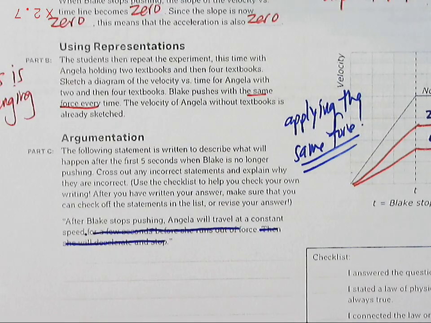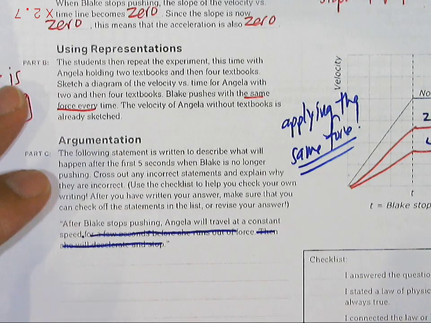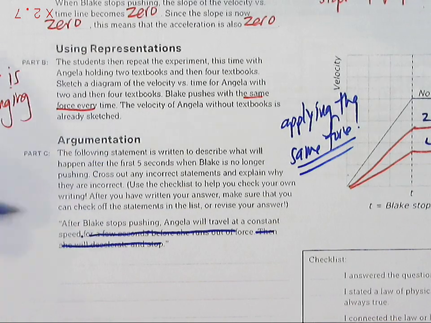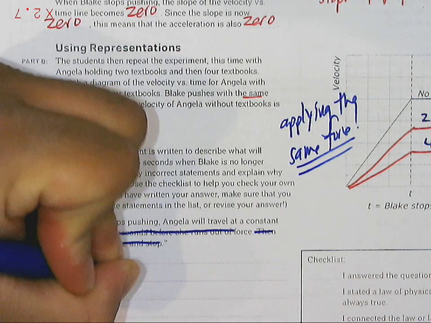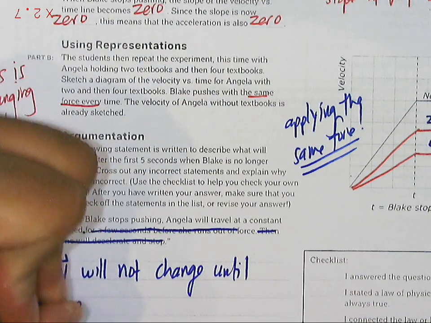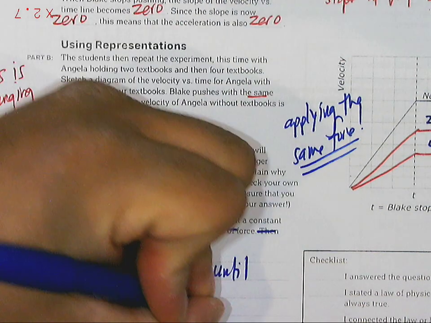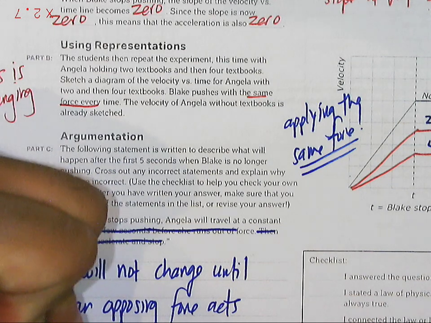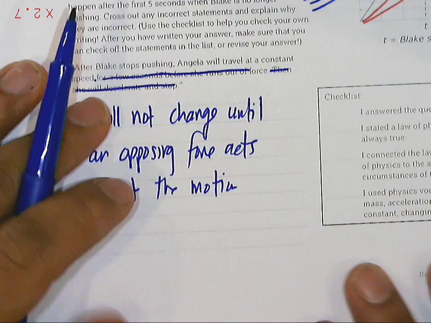There's no counteracting force. It doesn't go to 0. It's just the fact that the velocity will not change until something else acts against her or against the motion. And so what are some cases? The velocity will not change until an opposing force acts against the motion, which is essentially Newton's first law.